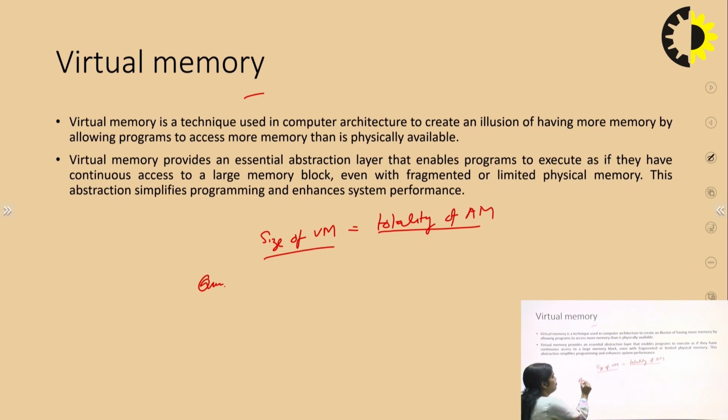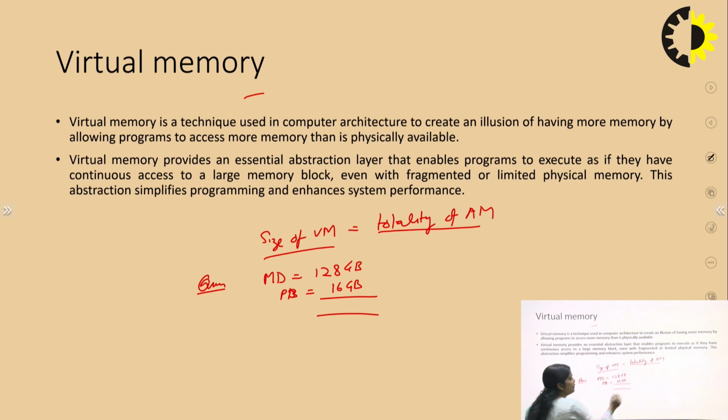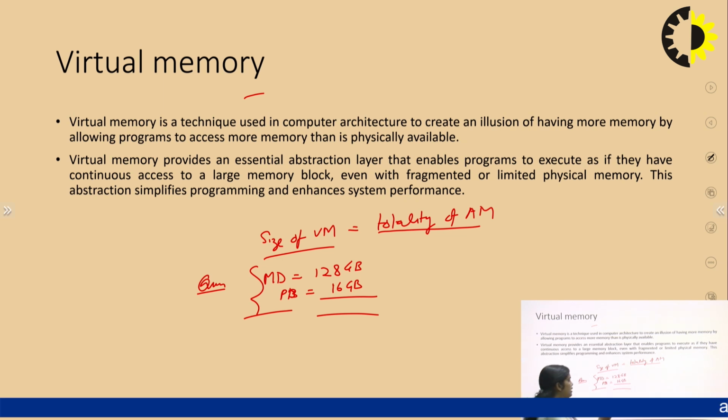Suppose in your computer system you have 128 gigabytes of RAM, and the auxiliary memory, say the magnetic disk, is 128 GB, or you have a 16 GB pen drive. In this case, the size of the virtual memory is the complete external storage, or the secondary storage, the totality of the auxiliary memory value will be created as virtual memory.